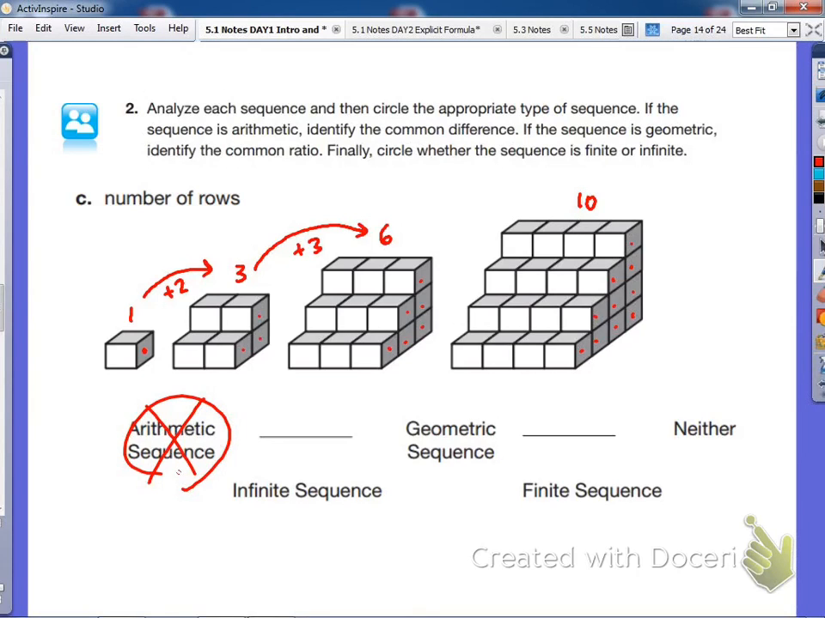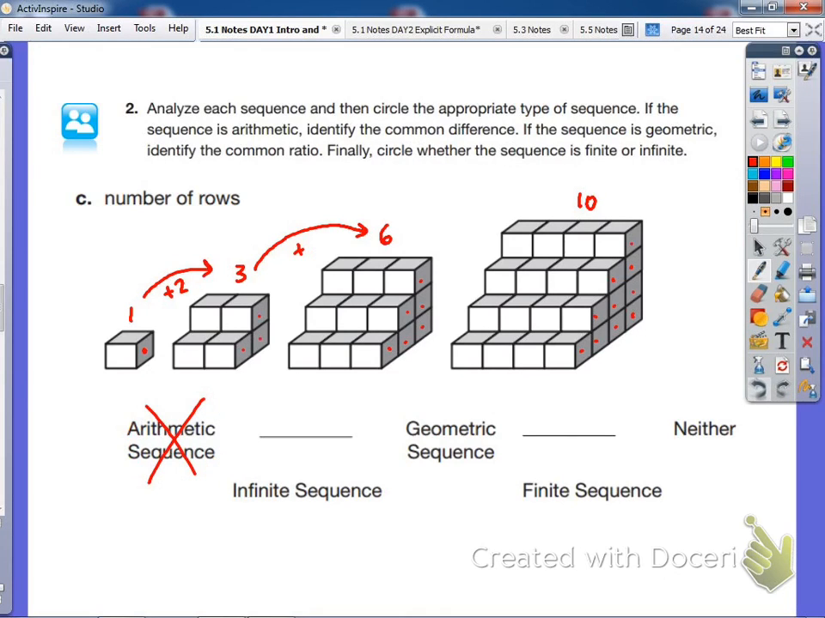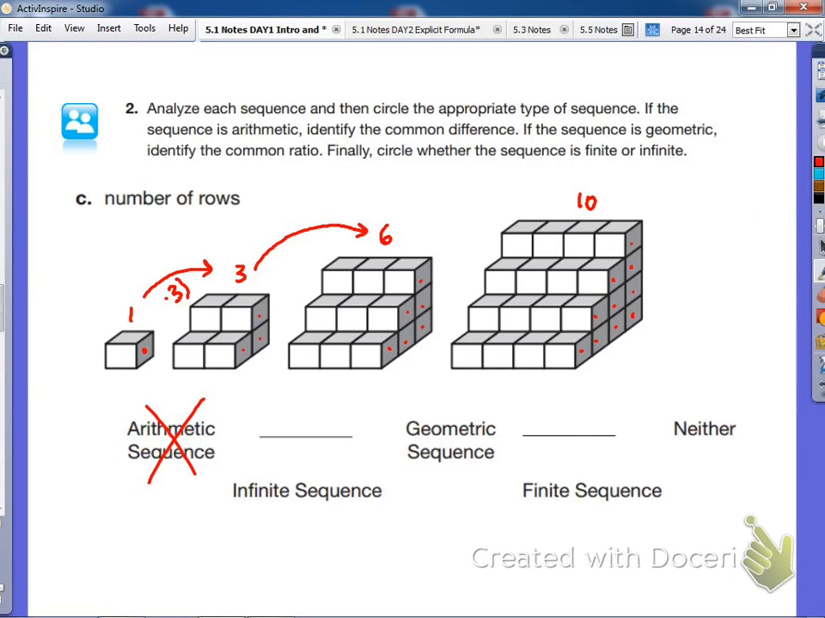So, is it geometric? No. Here I got to multiply by 3. Here I got to multiply by 2. That doesn't work either, right? So this is not geometric. So it's actually neither. Is it a finite sequence? Yes, it is. Let's do the next one.